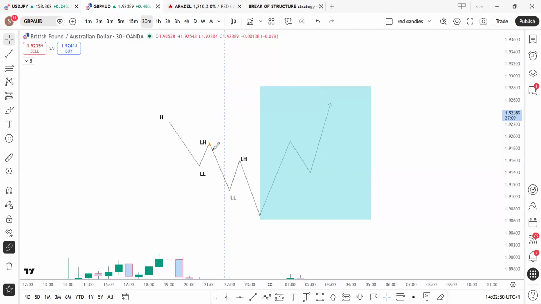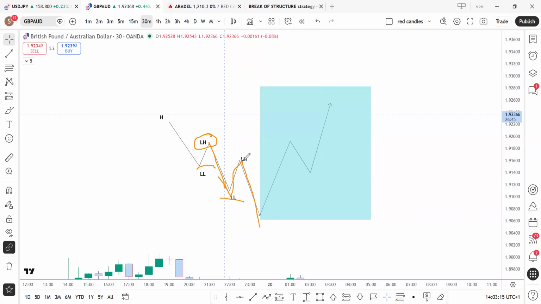Then it moves down and breaks that low. And then it repeats that same pattern. It gives you another lower high, which is lower than the previous lower high. And then it goes down again, giving you a lower low, and it repeats that pattern until it has exhausted repeating that pattern.